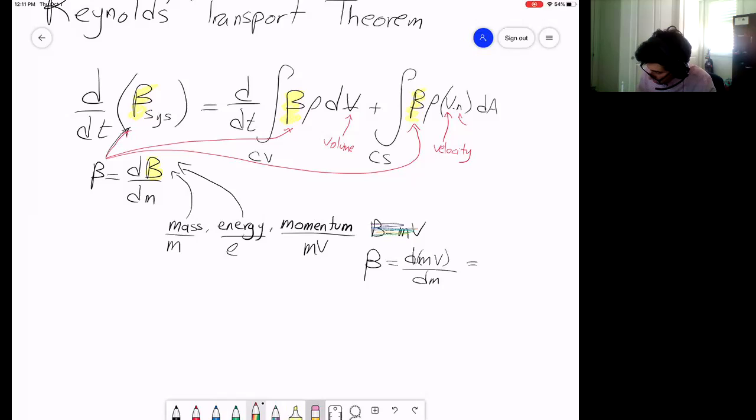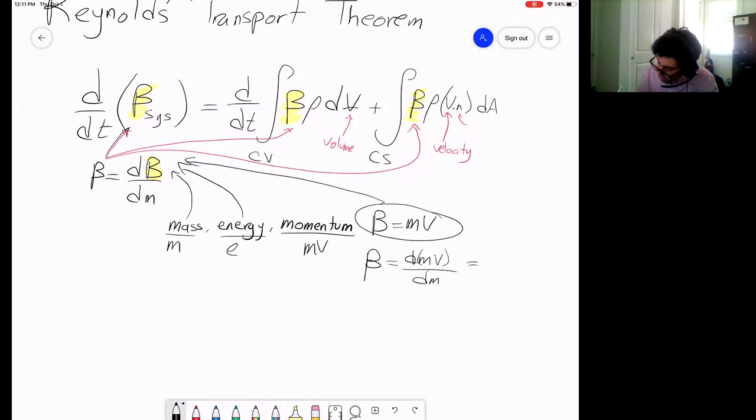But yeah, so B is equal to mv, right? That's momentum, mass times velocity. So if you plug this B into this equation, you'll end up with this one. So dm over dm is 1. So beta is equal to velocity, really. So what do you plug in here for beta for momentum? You plug in velocity, and that's it.